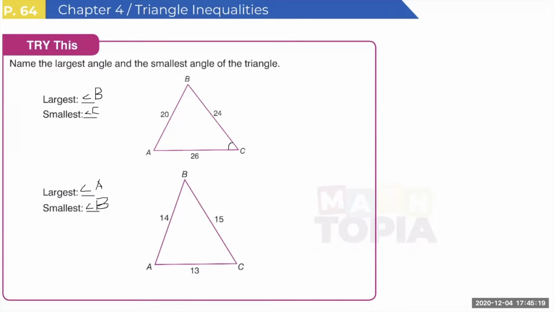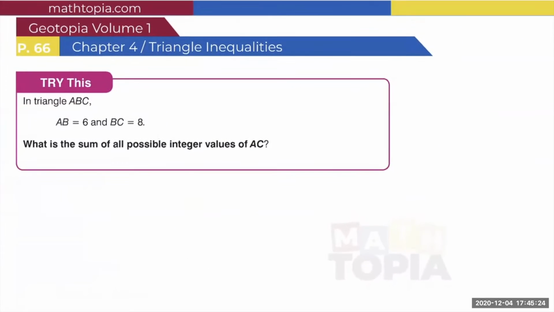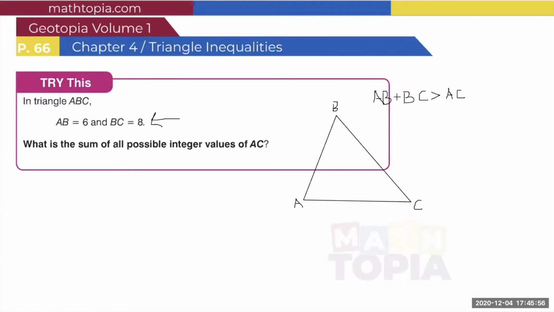Let's move to page 66, another triangle inequality problem. So now for this one, we're using a different inequality. This is the triangle side inequality. Basically, for any given triangle, if we pick any two sides and we add them up, it has to be greater than the third side. So this will be helpful in this problem.